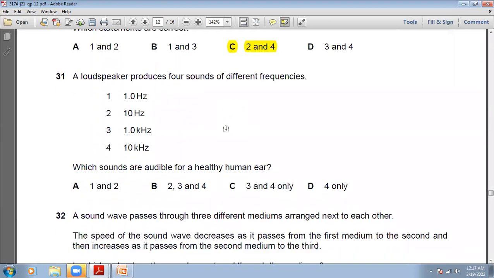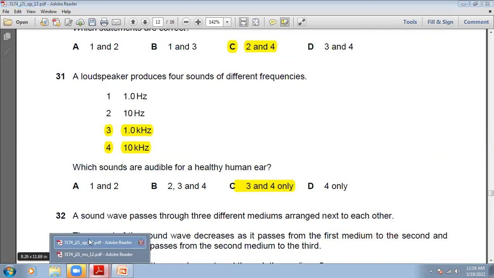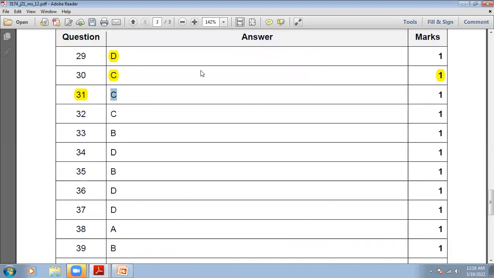A loudspeaker produces four sounds of different frequencies: 1 hertz, 10 hertz, 1K hertz, 10K hertz. Which sounds are audible for the healthy human ear? You see, the healthy human ear can hear sounds from 20 hertz to 20,000 hertz. So 20 hertz to 20,000 hertz will be these two. So 3 and 4. I think C is the option. Question number 31, C looks the right option, sir. It is.